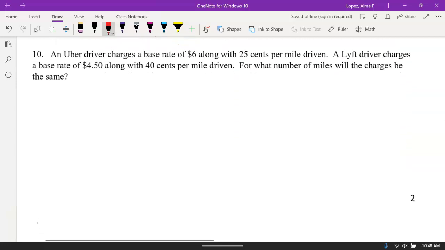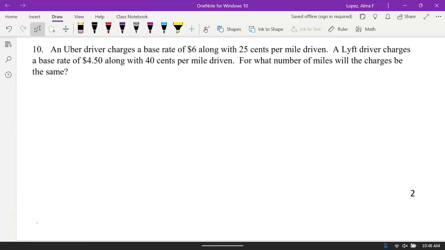And one more on this video. An Uber driver charges a base rate of $6 along with 25 cents per mile. A Lyft driver charges a base rate of $4.50 along with 40 cents per mile driven. What number of miles will the charges be the same?